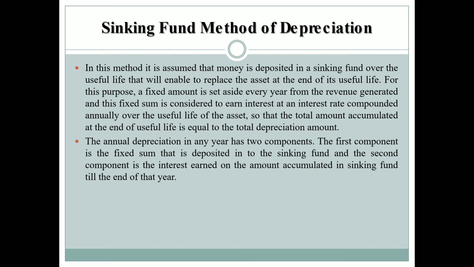The annual depreciation in any year has two components. The first one is the fixed sum that is deposited into the sinking fund, and the second component is the interest earned on the amount accumulated in the sinking fund till the end of that year. So always it has two components: one is how much amount you have put into the sinking fund, and the other is the interest you will get for that sinking fund. So these are the two components.